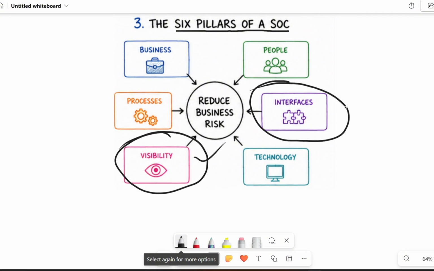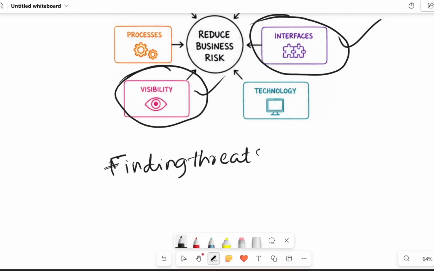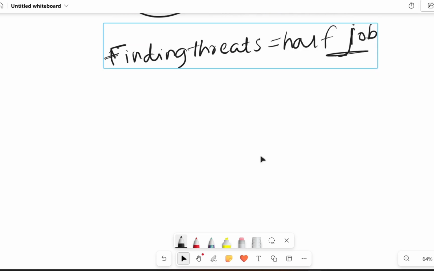Because there is something beginners don't realize. Finding threats is only half the job, and the other half is getting the right people to act on them. And that's where things get messy.